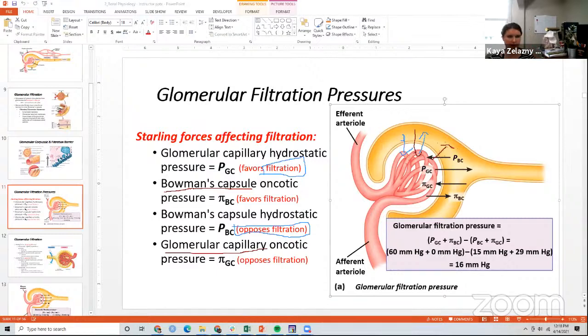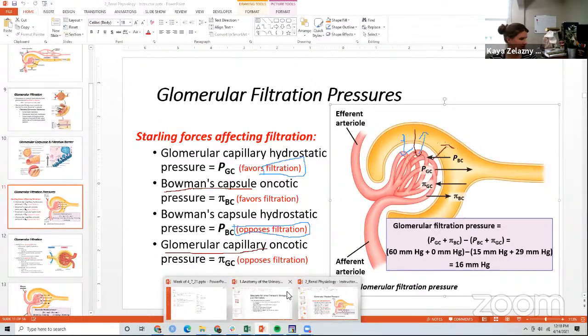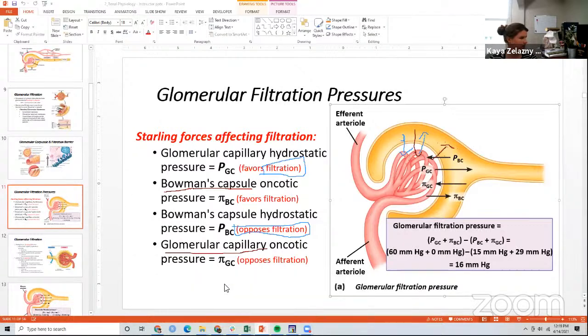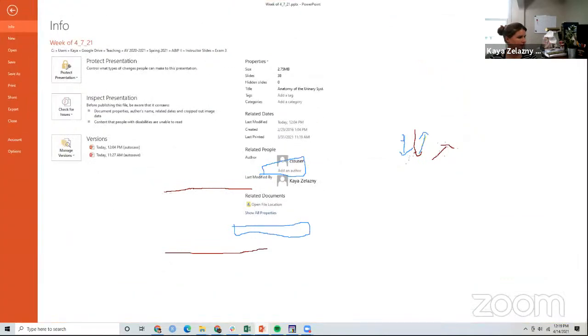So aldosterone would tend to, I think we have the slide still open. And if we compare the actions of aldosterone and ANP, you guys see this?